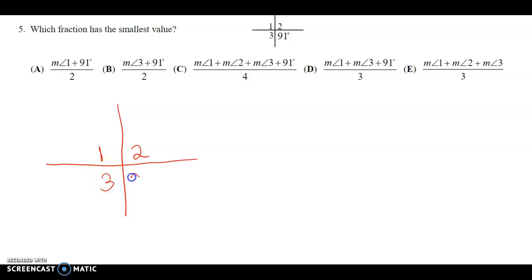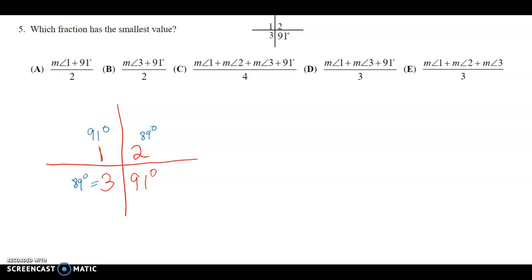I have 3 here and I have 91 degrees here. I'm going to switch my color here just to make this a little clearer. So I have a straight line. Since I have 3 and 91 as supplementary angles, that must mean that angle 3 is 89. So angle 2 is 89 degrees by vertical angles or also by supplementary angles, and angle 1 is 91 degrees.